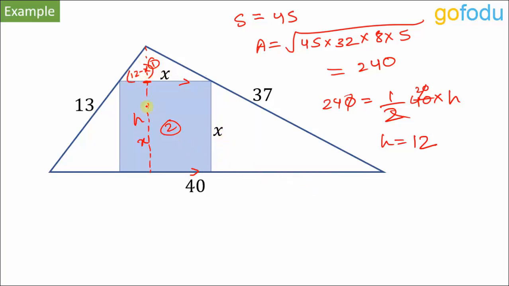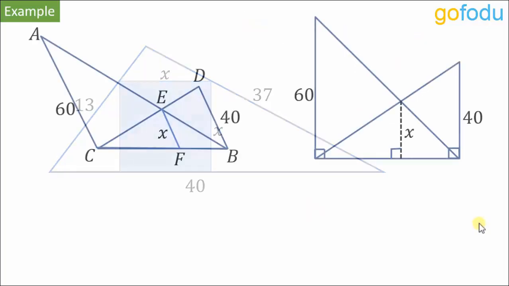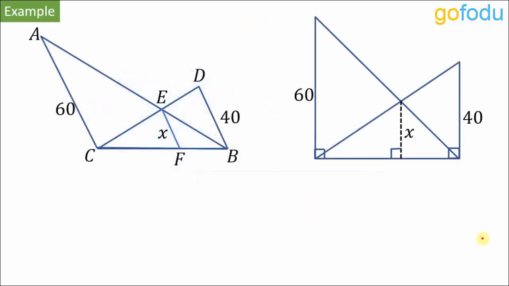So we have x upon 40, ratio of corresponding sides, is equal to ratio of altitudes, that is 12 minus x upon 12. This will give x as 120 upon 13. This is the final answer. One last question, last but not the least, most popular question in similar triangles. CAT asked it in 2002.